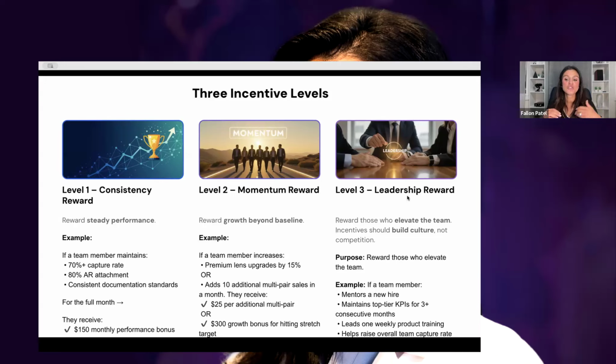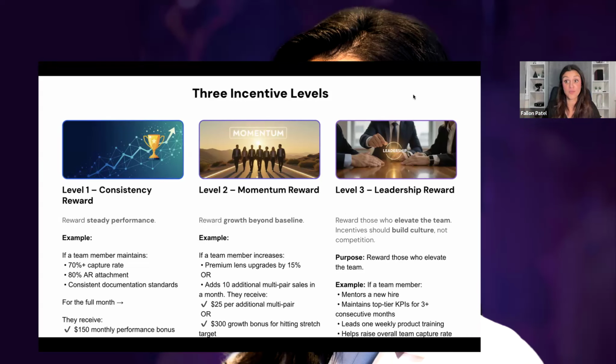So your leaders. If a team member, for example, mentors a new hire, maintains top tier KPIs for 3+ consecutive months, leads 1 weekly product training, helps raise the overall team capture rate, these are your leaders. You want to have leadership incentives and rewards for them. So this is the way we do it as well in our practice.